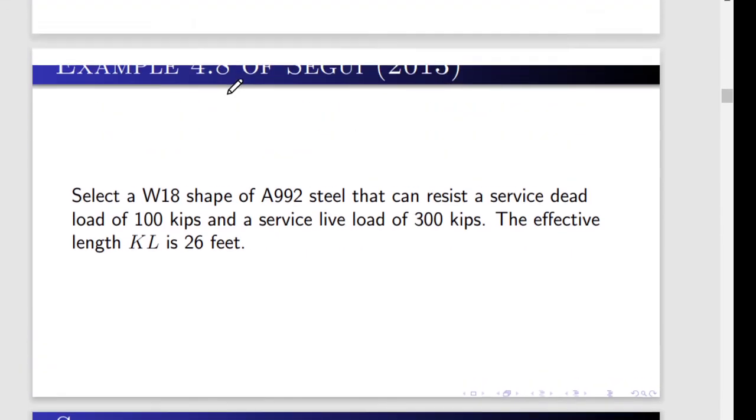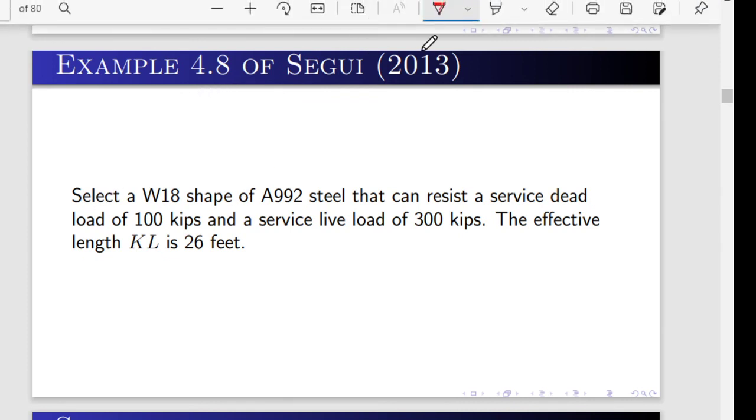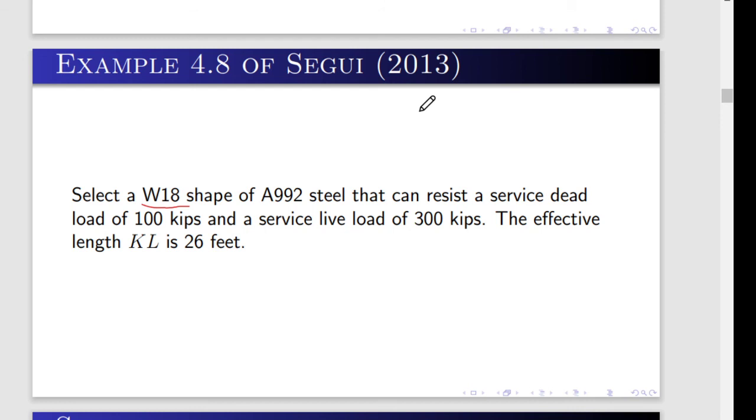We have here an example. Select a W18 shape. Remember, the W18 shape is not in the column load table.